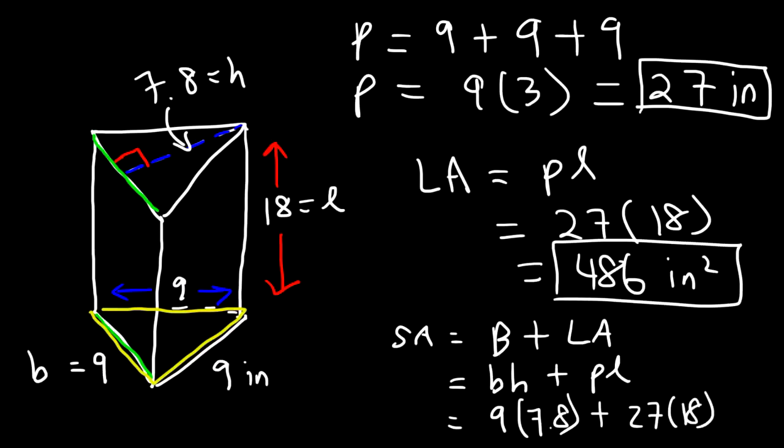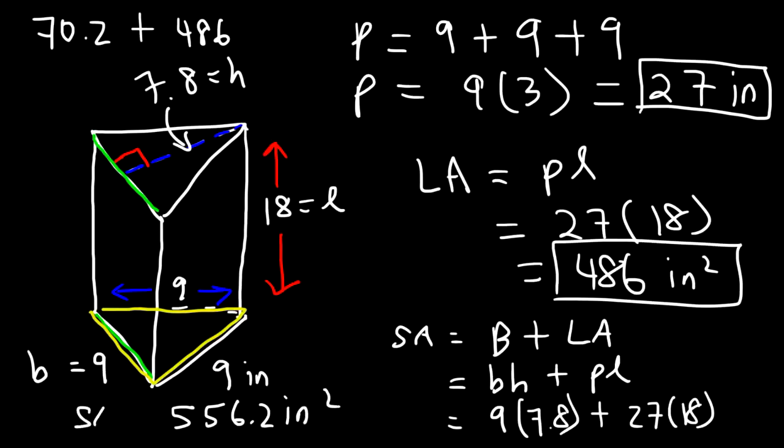9 times 7.8, that's about 70.2. And we know that 27 times 18, we already have 486 for that. So we just got to add these two numbers. 486 plus 70.2, that will give us 556.2 square inches because we're dealing with surface area. So that's the surface area that I got for this problem.